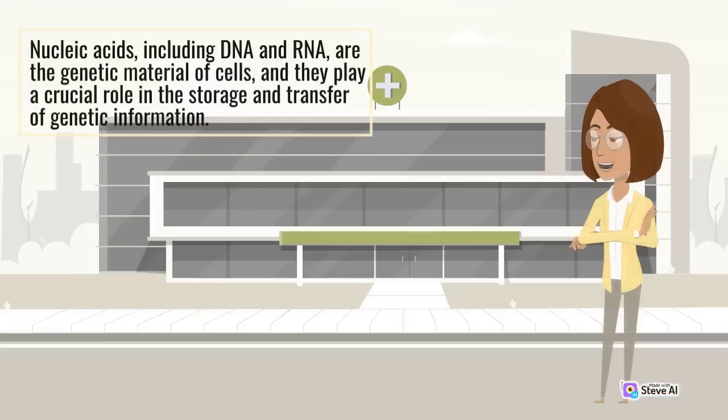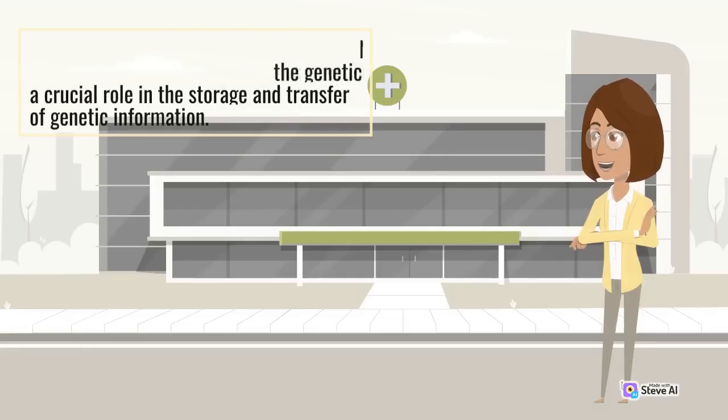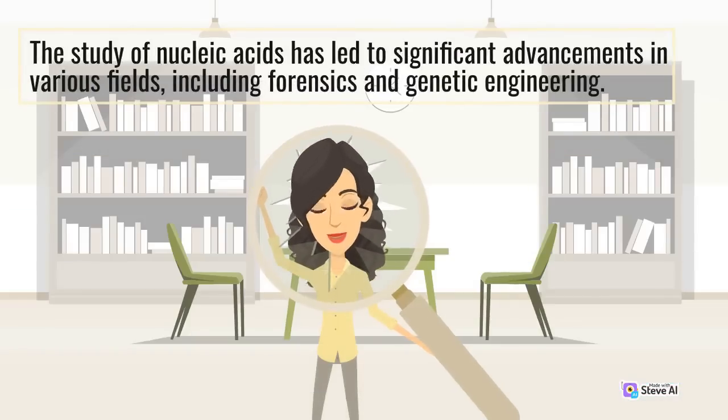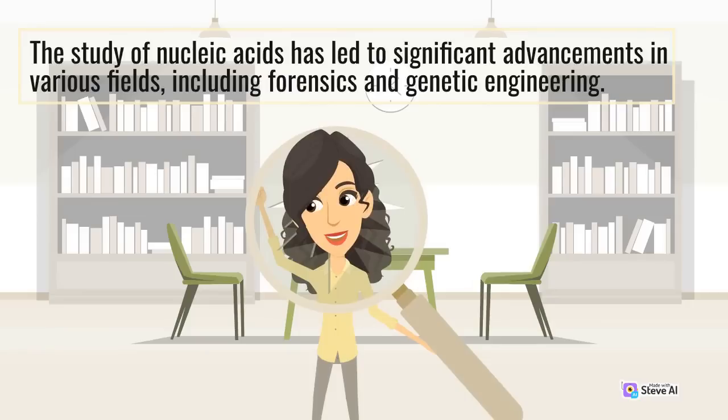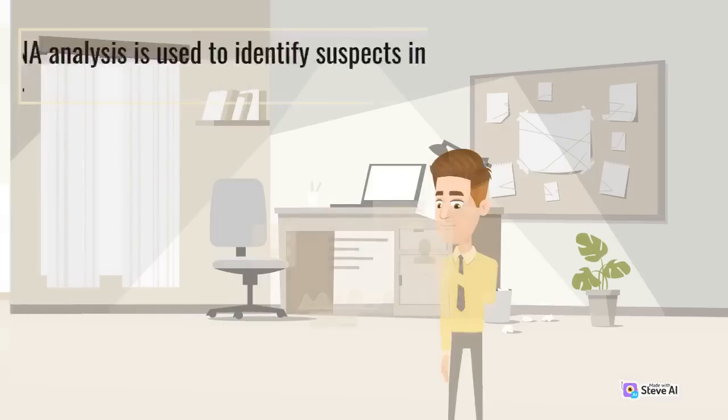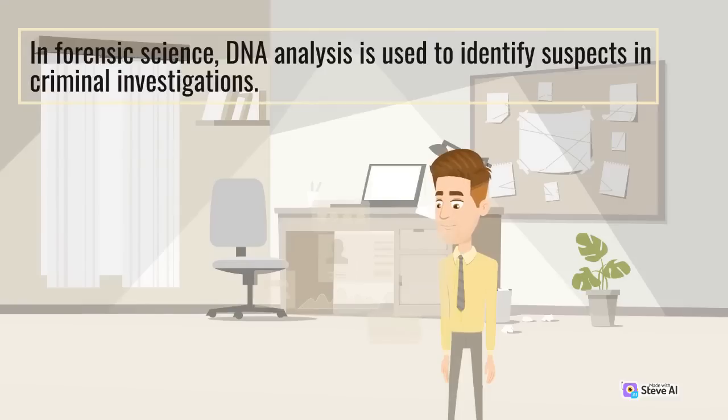Nucleic acids, including DNA and RNA, are the genetic material of cells, and they play a crucial role in the storage and transfer of genetic information. The study of nucleic acids has led to significant advancements in various fields, including forensics and genetic engineering. In forensic science, DNA analysis is used to identify suspects in criminal investigations.